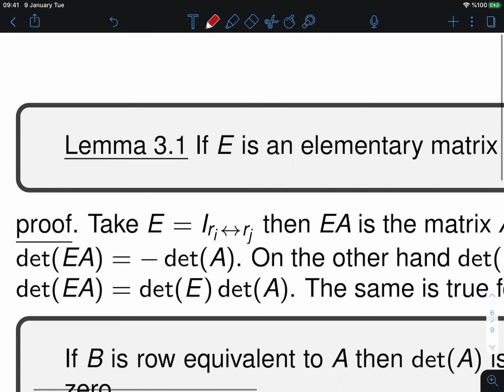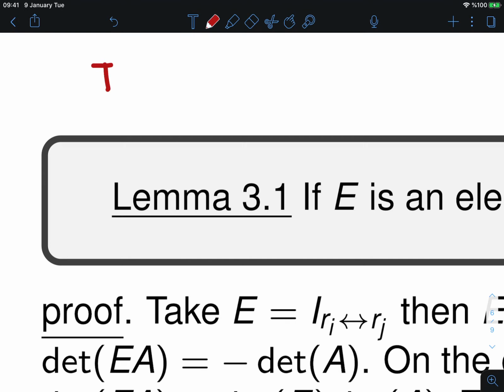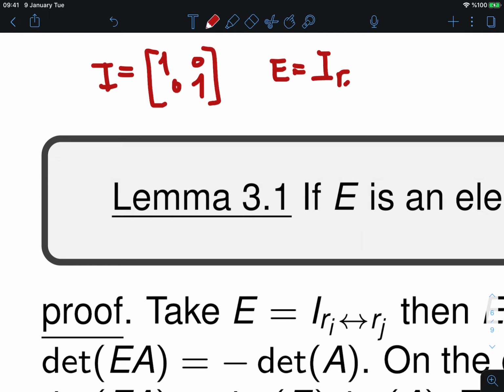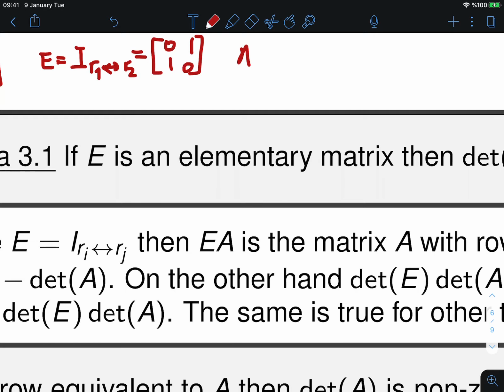So let's take the 2 by 2 case. Let me make this smaller. We have the 2 by 2 identity matrix, 1 0 0 1, and let us take E to be the elementary matrix where row 1 and row 2 of the identity are swapped, which makes it 0 1 and 1 0. Okay, so now let's take any matrix A, which is A, B, C, D.